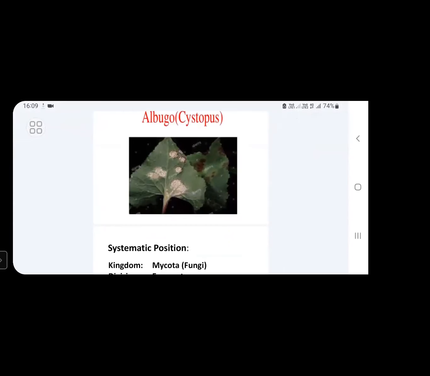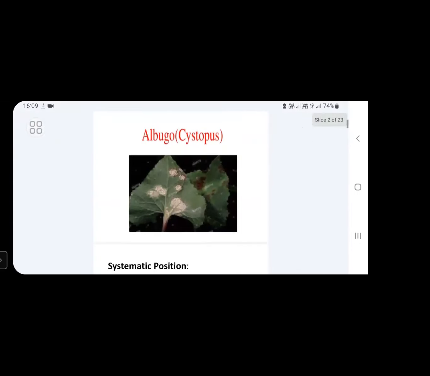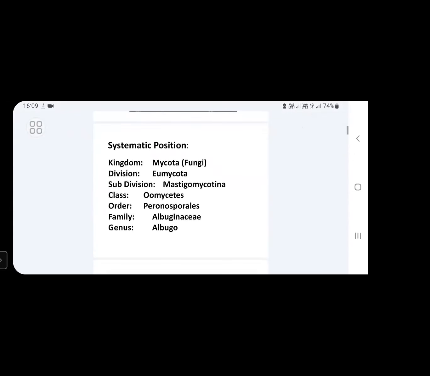So, first, I'll explain the Albugo systematic position. Albugo is also called Cystopus. Coming to systematic position, Albugo belongs to the kingdom Mycota, division Eumycota, subdivision Mastigomycotina, class Oomycetes, order Peronosporales, family Albuginaceae, genus Albugo. In the family Albuginaceae, Albugo is the one and only genus.